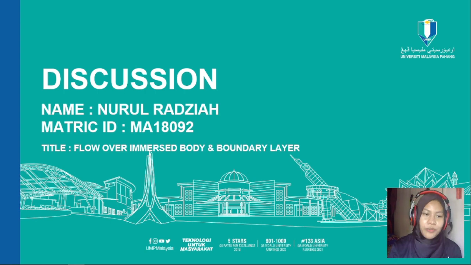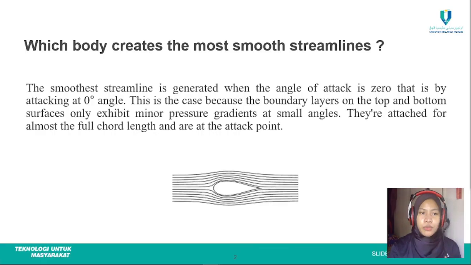So the first question is, which body creates the most smooth streamline? The smoothest streamline is generated when the angle of attack is zero. This is the case because the boundary layer on the top and bottom surface only exhibit minor pressure gradients at small angles. They are attached for almost the full chord length and are at the attack point. As you can see here in the figure, the streamline is very smooth since the angle of attack of the airflow is at zero angle with the body.